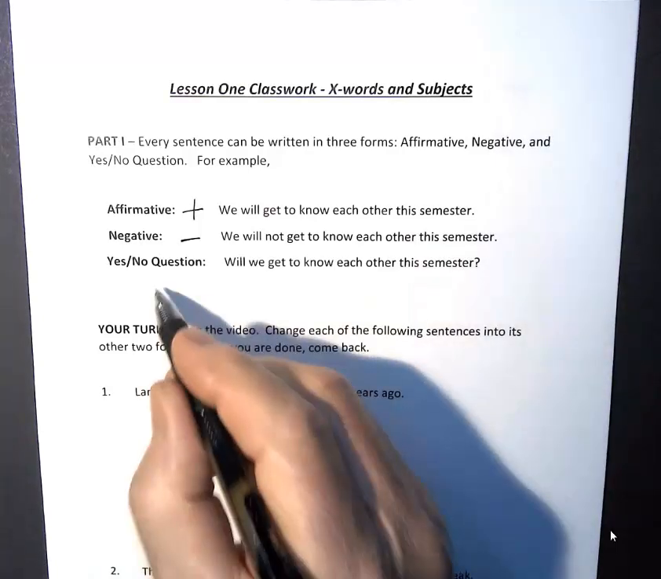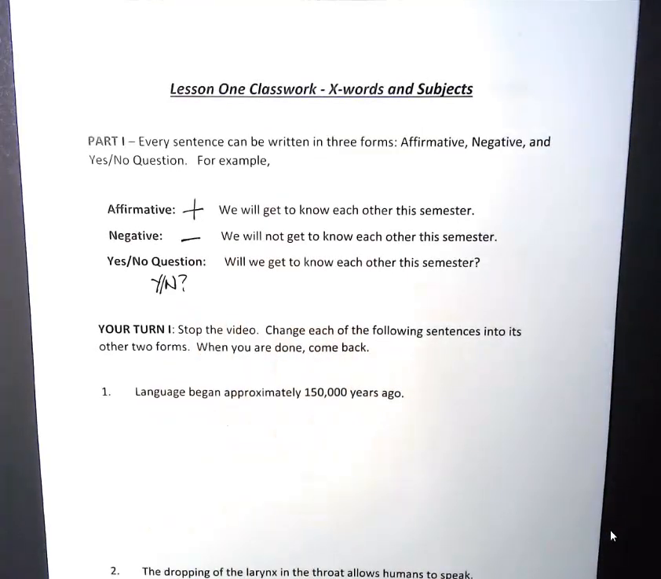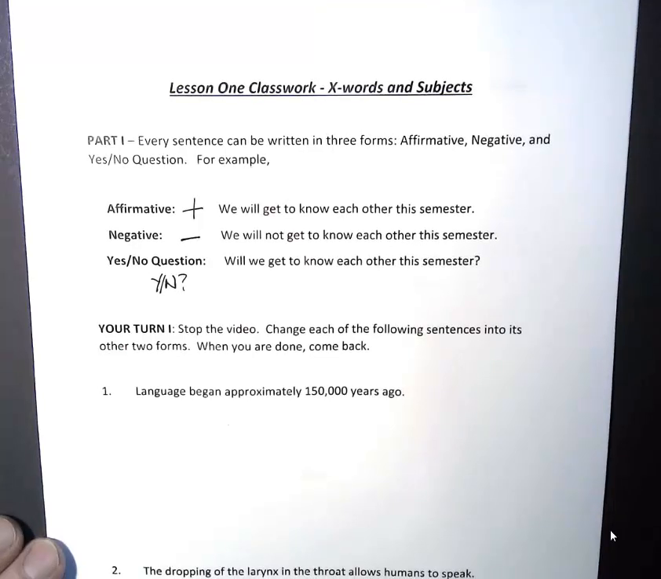And we can always make a yes/no question: Will we get to know each other this semester? So let's take a look, we have 7 sentences. Please stop the video and change each of the following sentences into its other 2 forms. When you're done, you should have 1 affirmative, 1 negative, and 1 yes/no question. Go ahead, do that, and when you're done, come back and we'll take a look at these sentences together.